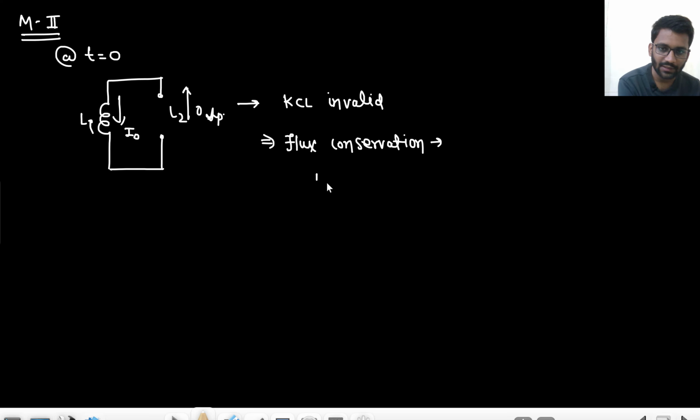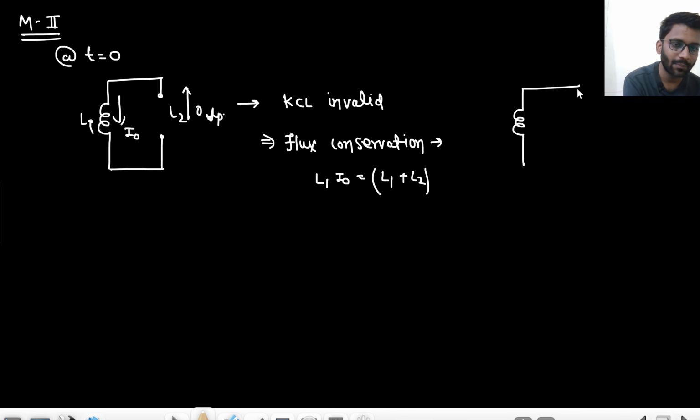What is the initial flux? That is L1 I naught. What will be the final flux? L1 plus L2. Now for the final flux, the thing is that both of them should have the current, but in the same direction, right?